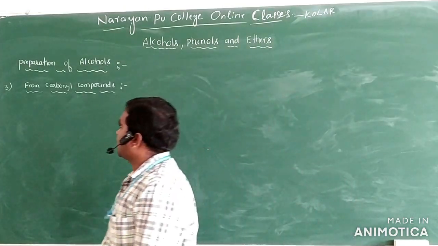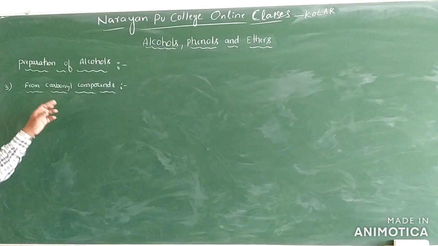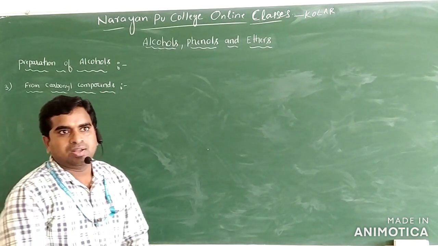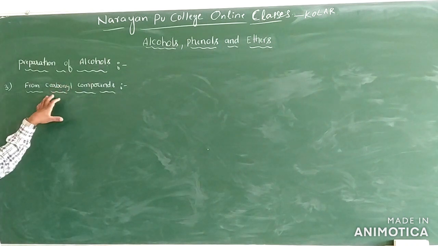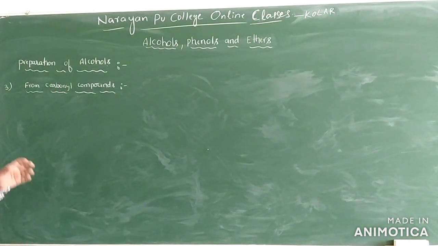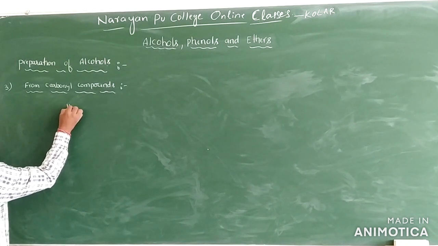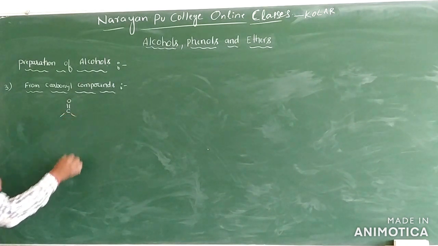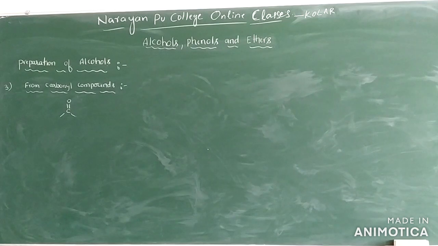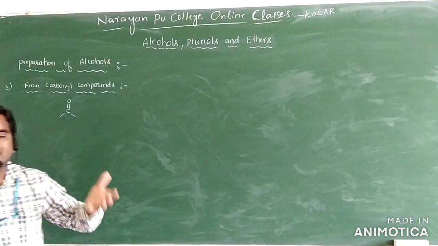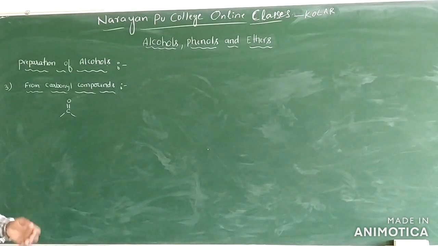Next, the third one is preparation of alcohols from the carbonyl compounds. Okay? So how to prepare the alcohols from the carbonyl compounds? You know what is the carbonyl compound? What is the carbonyl group? The C double bond O group we will consider as a carbonyl group. Clear? Carbonyl group means here there will be aldehydes or ketones.